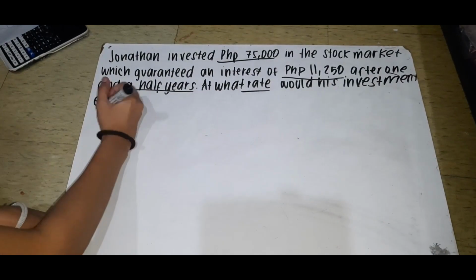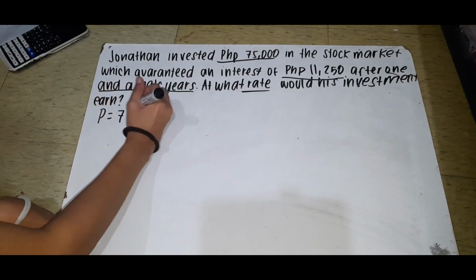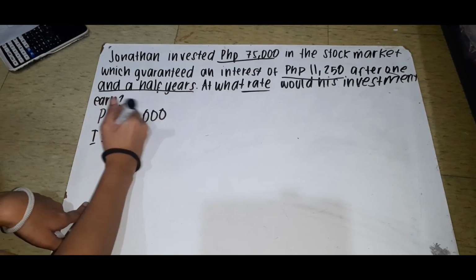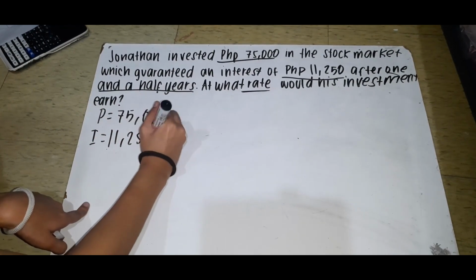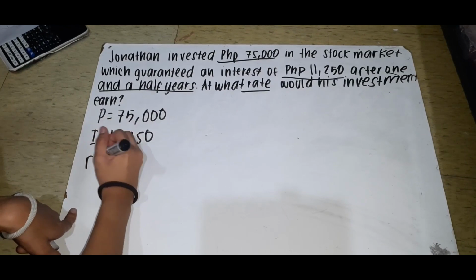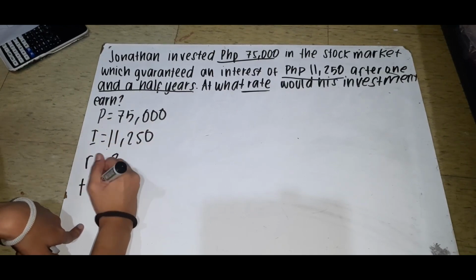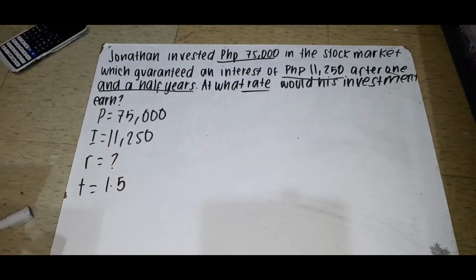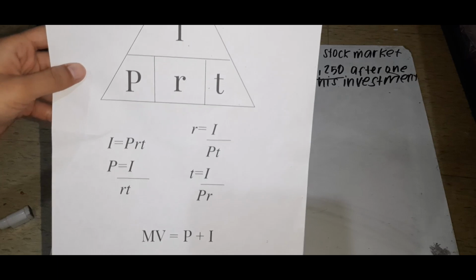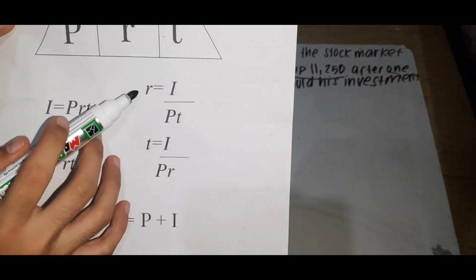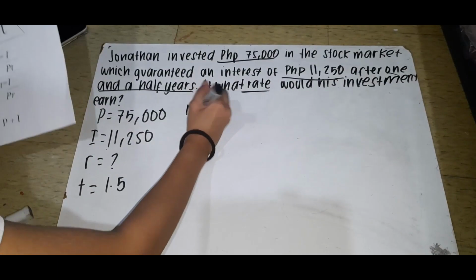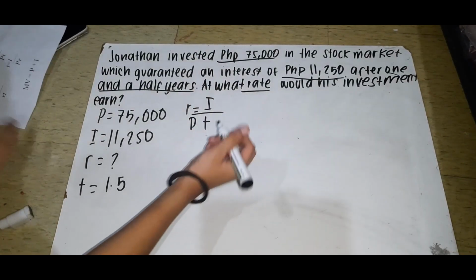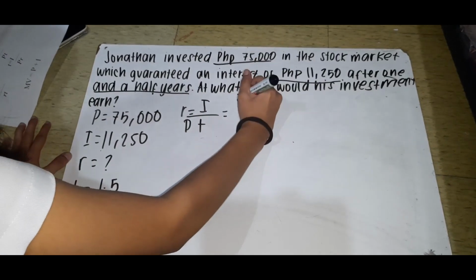Now write all the given. Principal is equal to 75,000. Interest is 11,250. Rate is missing. And time is equal to 1.5. Since we're looking for the rate, let's use this trianglula. And in here, rate is equal to interest over principal times time. And substitute all the given.